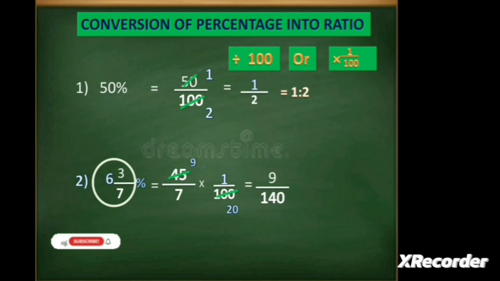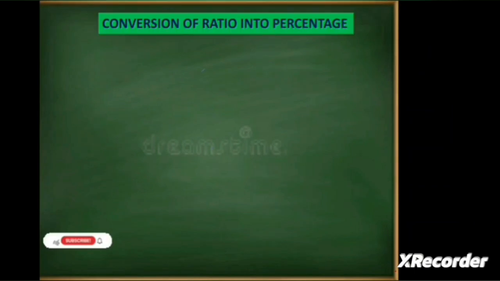Now tell me what you have to write. Is this a final answer? No, you are very much smart. We have to write it in the is-to form or ratio form. So what we will do? We write it as 9:140. Now let's solve the sums based on conversion of ratio into percentage.